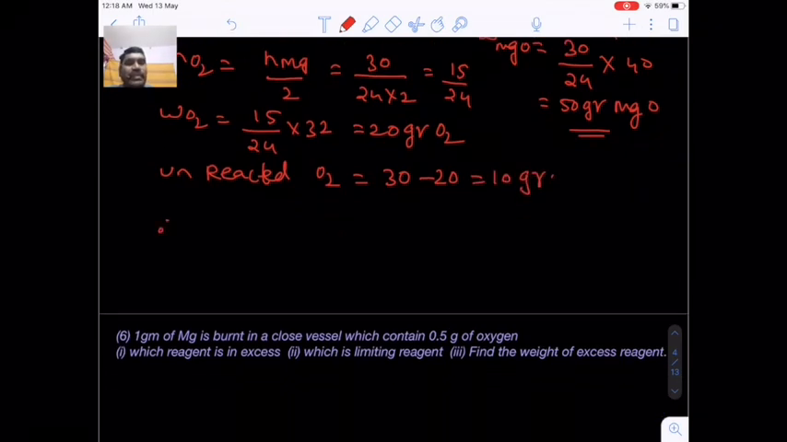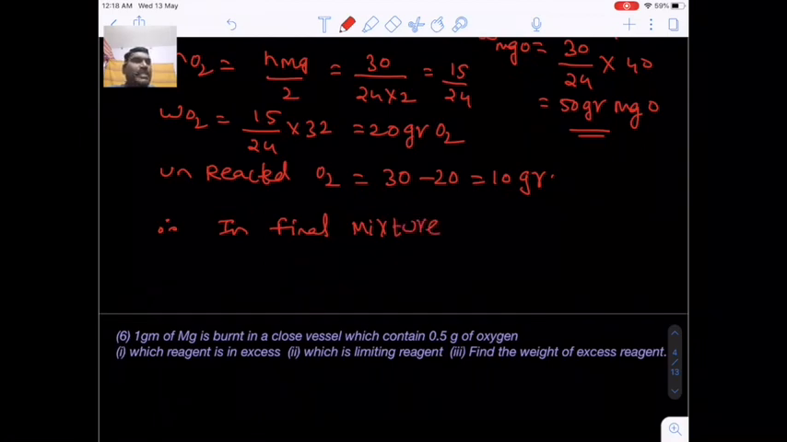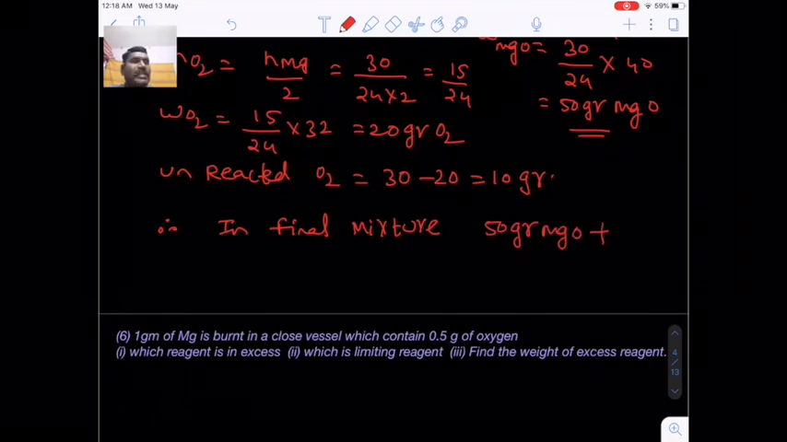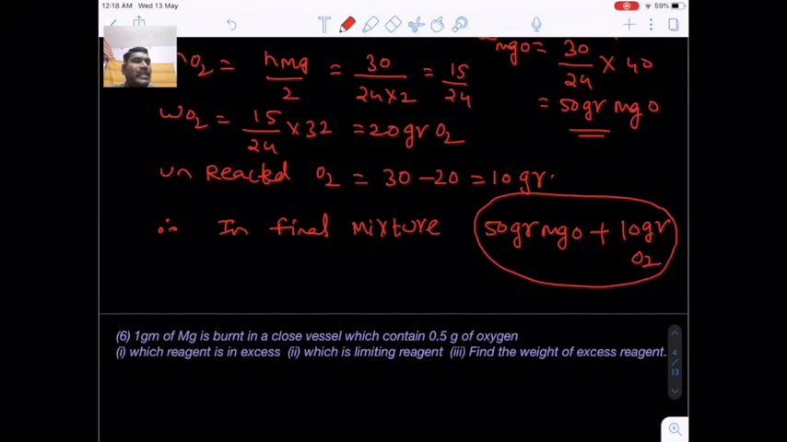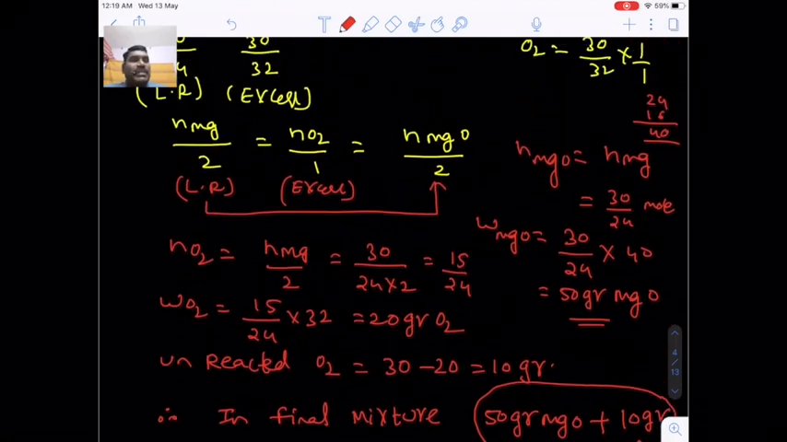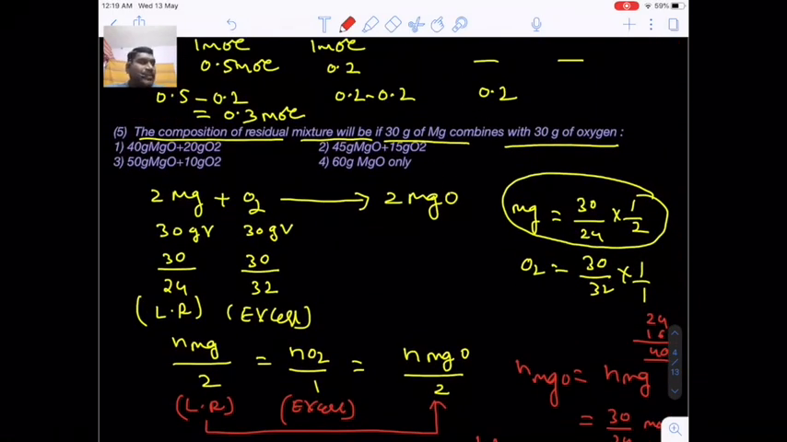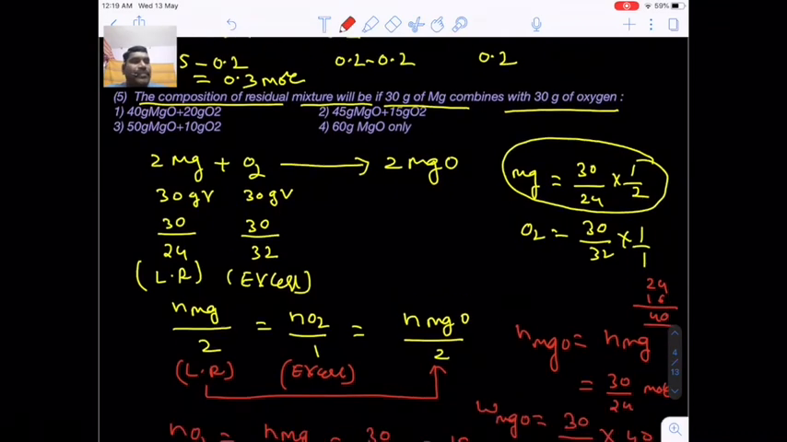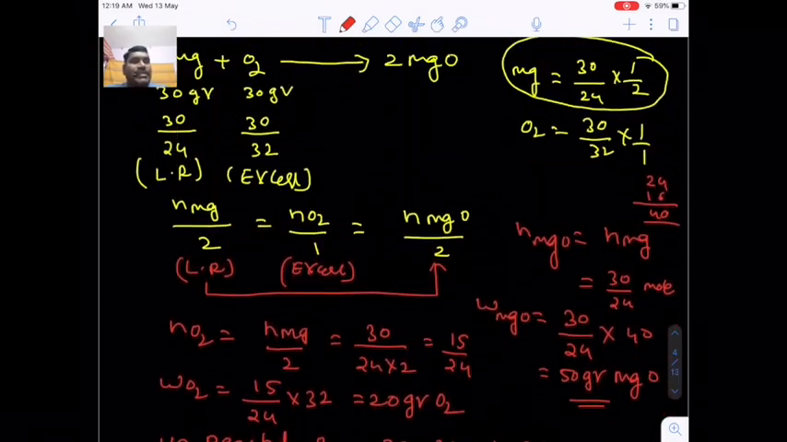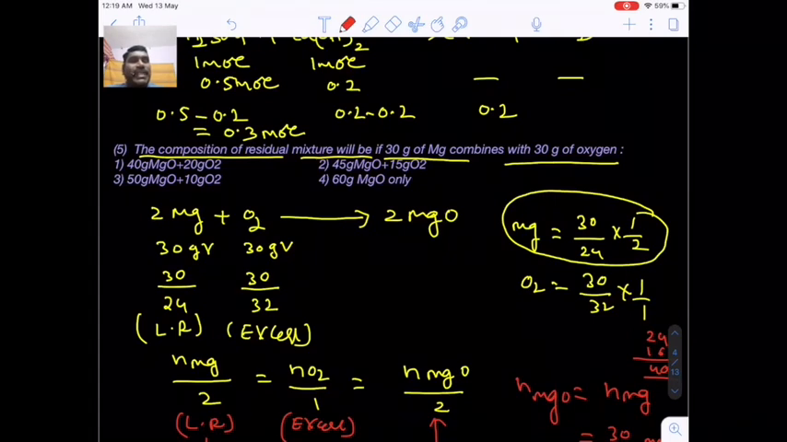So therefore, in the final mixture, what are present? 50 grams of MgO plus 10 grams of oxygen. So the total final mixture has the excess reagent O2 and the product MgO. So 50 grams of MgO and 10 grams of O2. What will be the answer? 50 grams of MgO, 10 grams of O2.